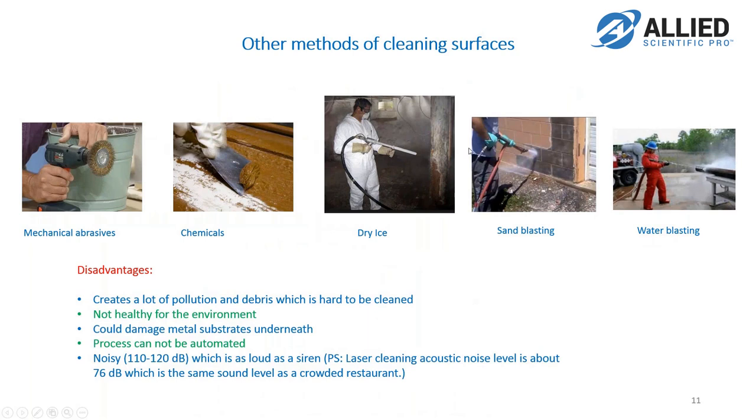Let's compare with other methods of cleaning surfaces, the traditional methods. Starting from the left, there's the mechanical rotating brush that cleans the surface. Then you have the chemical methods where you apply some kind of chemical, you wait till it does certain reactions, and then you peel off the coating, just like shown here. And then there are other methods that all use blasting. So there's dry ice blasting, sand blasting, and water blasting shown here.